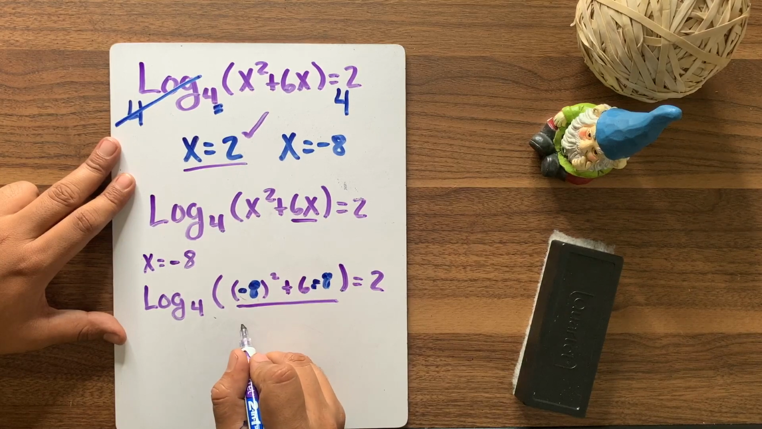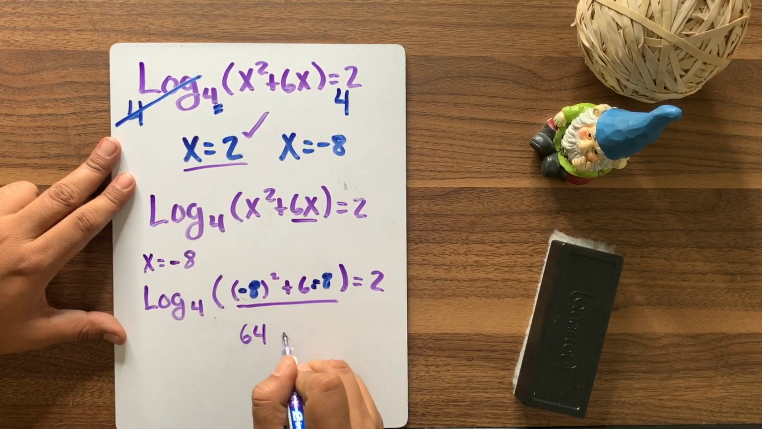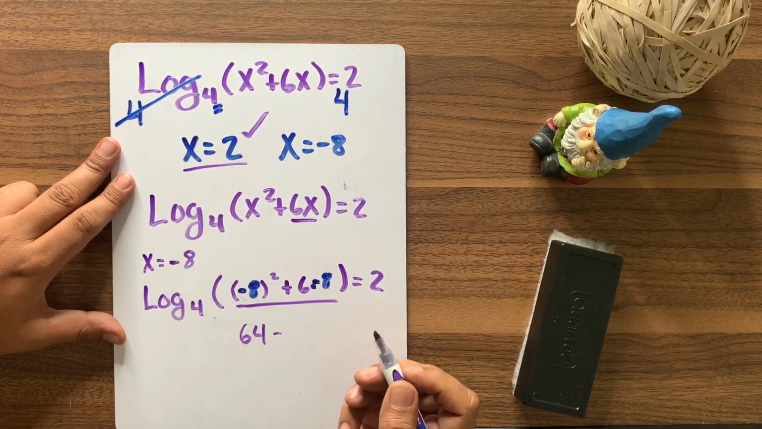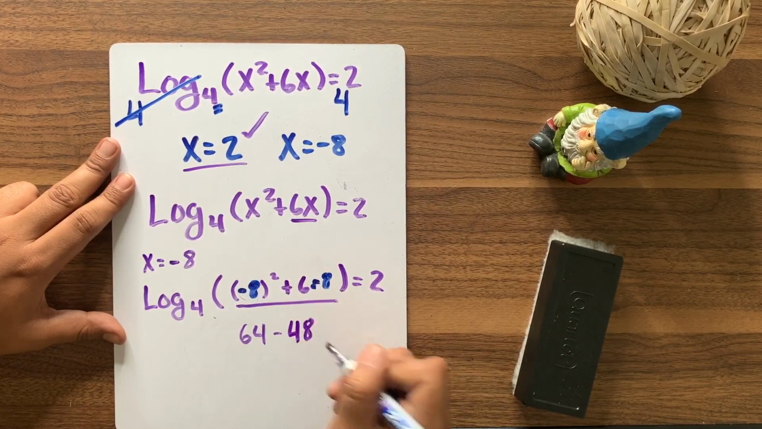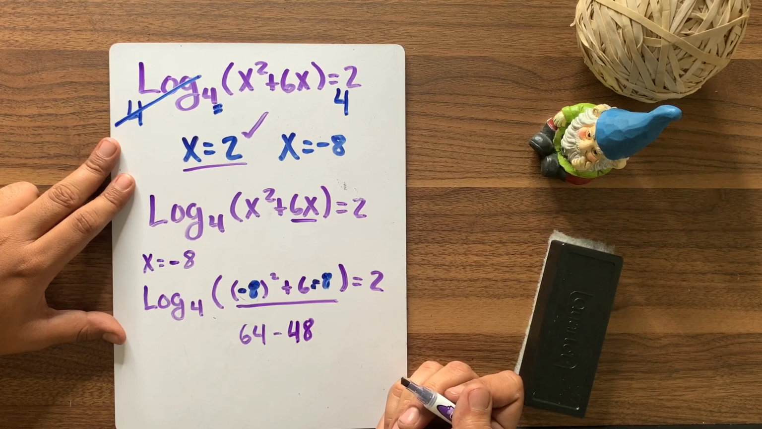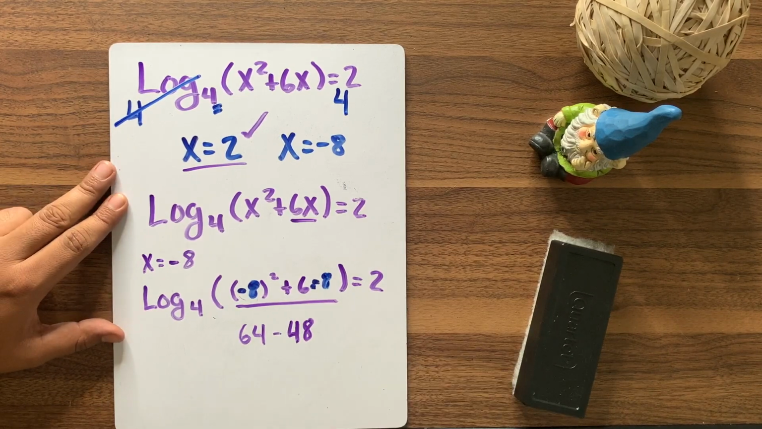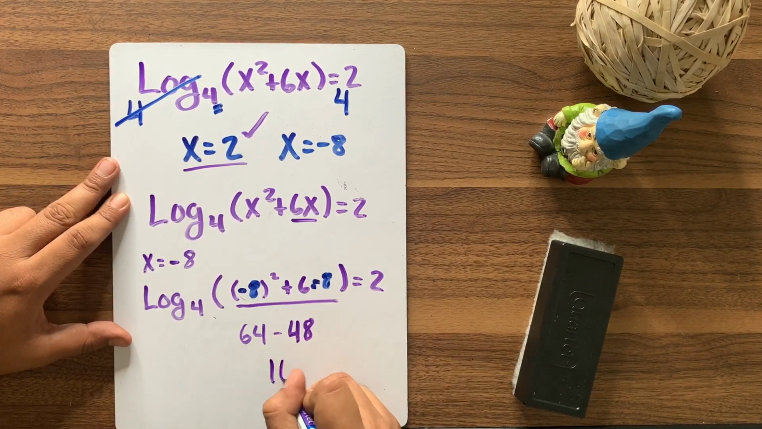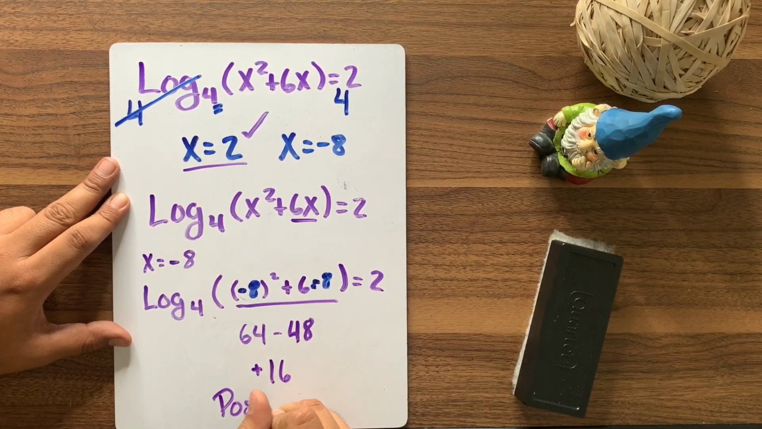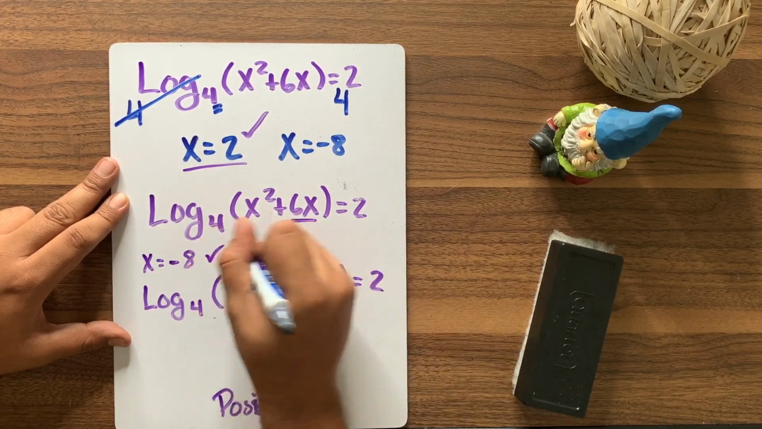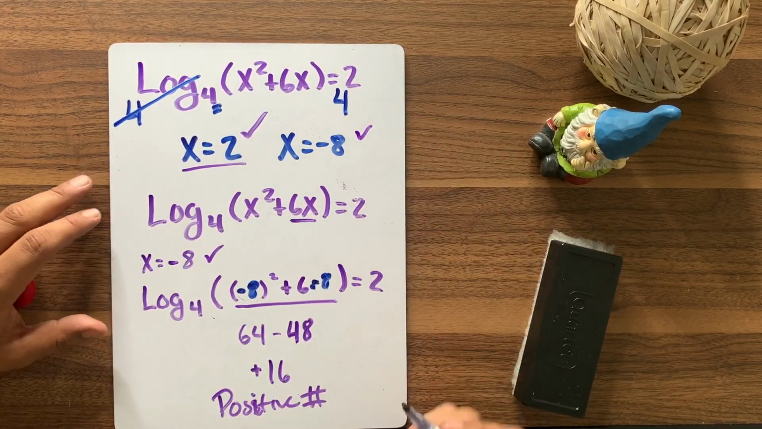So that's 64 minus 48, which gives you 16, which is positive. Therefore, x equals -8 is also a good answer for this equation. You do have to check all your answers for logs with quadratics, guys.